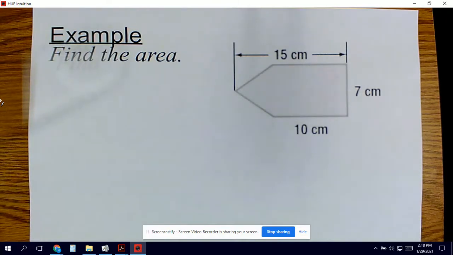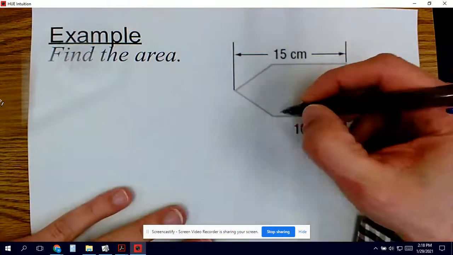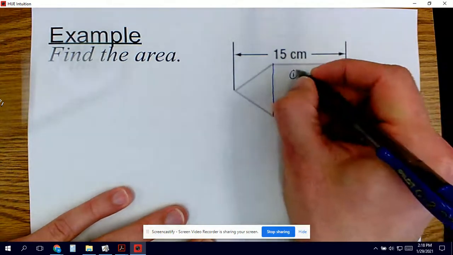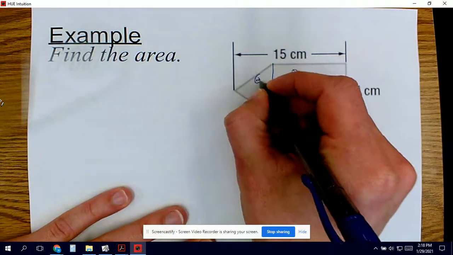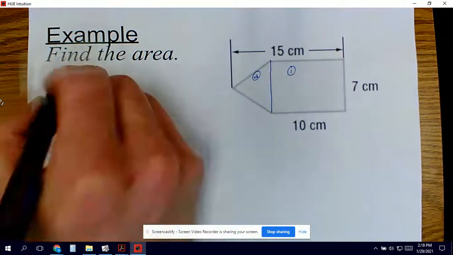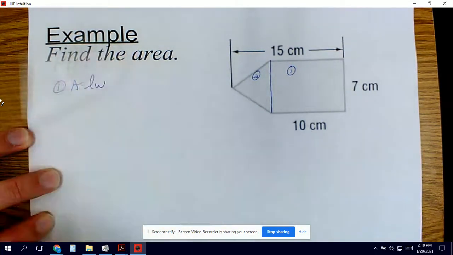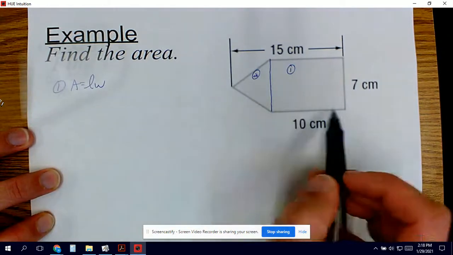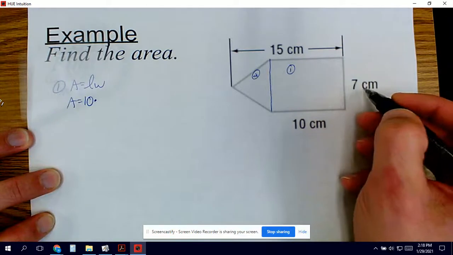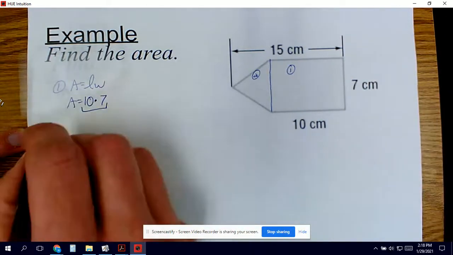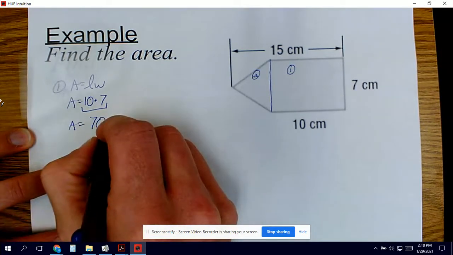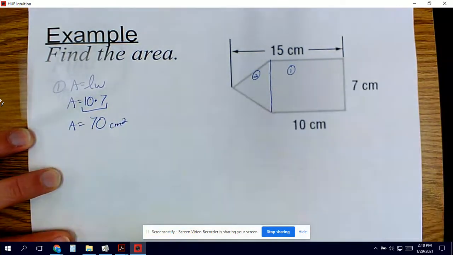Okay, boys and girls, let's check your work. Probably the easiest way to deconstruct this figure is to make a cut right here, because over here I get a rectangle, and on the left side I get a triangle. So shape 1 is a rectangle, area equals length times width. The length is 10, the width is 7, 10 times 7. I know that that rectangle has an area of 70 square centimeters.